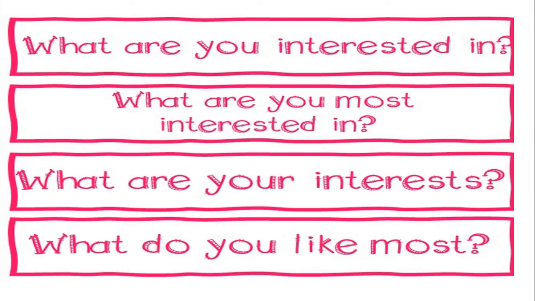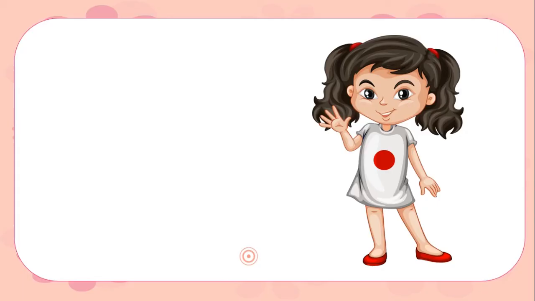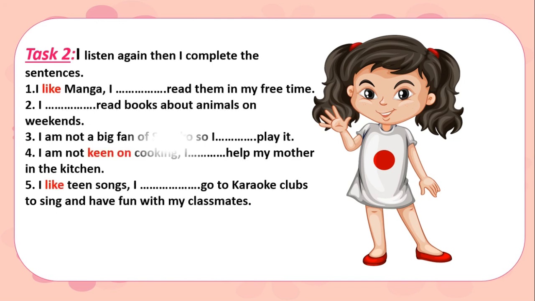Now we move to different questions that you can use to ask about interests. We have different forms like, what are you interested in? What are you most interested in? What are your interests? What do you like most? So you can use one of these. Now we go to task number 2. You're going to listen again, then you complete these sentences.